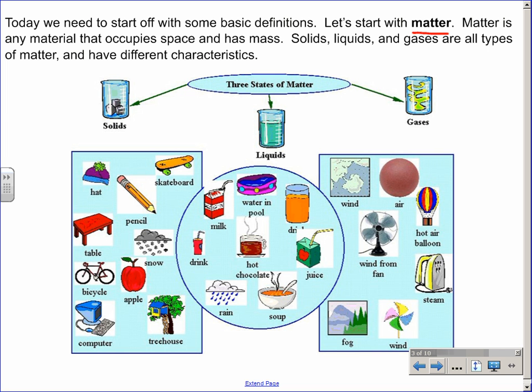Matter is any material that occupies space and has mass. Solids, liquids, and gases are all types of matter and have different characteristics. The 3 states of matter are solids, for example, liquids, here's your example, and gases, with your examples.